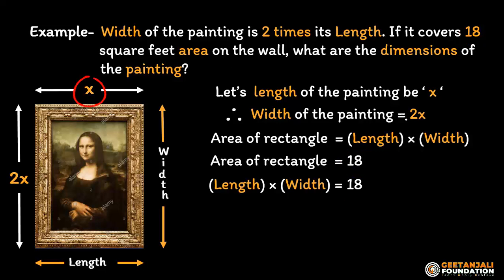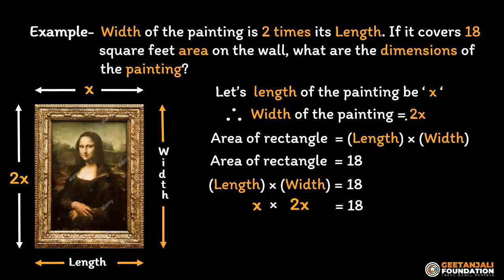Now we have taken length as x. So let's write that as x. And we have taken width as 2x. So let's write 2x in place of width. And there is a multiplication of these two. It means it is a multiplication of monomials. So you can apply the formula of multiplication of monomials. So the left side is an algebraic expression and the right side it is 18. So it is an equation.